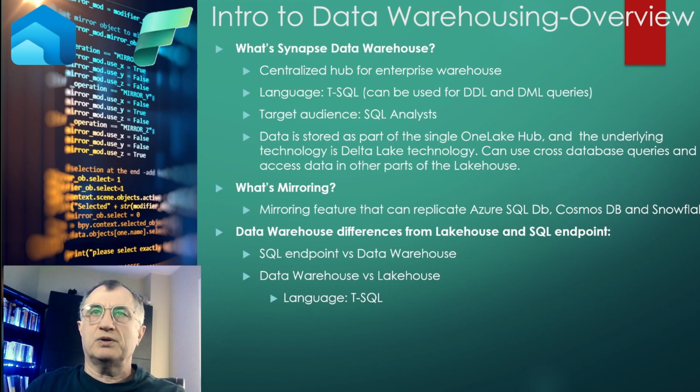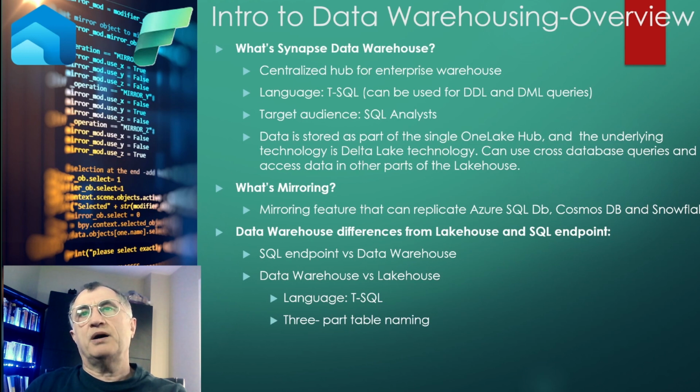And Spark SQL is similar to T-SQL, of course, but there are some differences as well. Another difference is three-part table naming. With Lakehouse, you can have only two-part names. So basically, you can have your Lakehouse name, and under that, you can have your tables. Whereas with data warehouse, you can also include schemas. So your object names will include warehouse name, schema name, and the table names or object names.